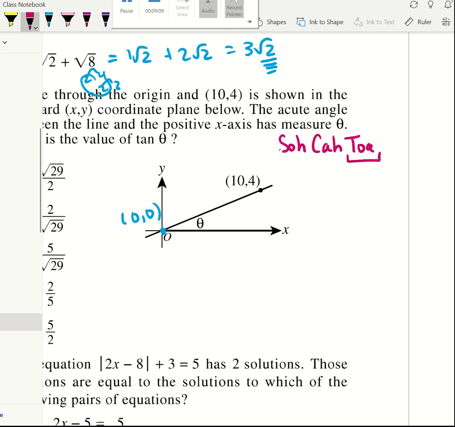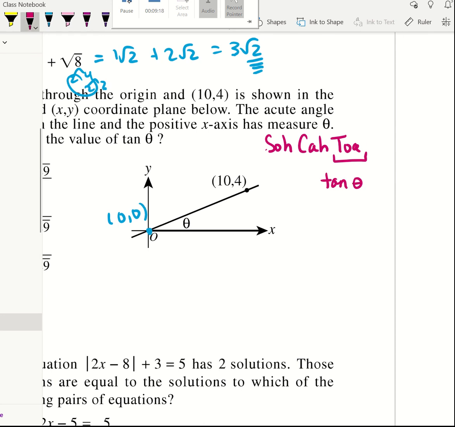If we look at the TOA portion, which starts with T for tangent, this helps us remember that if we're trying to find the tangent of some angle, whatever angle that might be, we could call that angle theta. We could find that tangent by using the opposite side length over the adjacent side length if we're looking at a right triangle, which might be confusing when you look at this picture because you may not see a triangle. However, we could drop a perpendicular segment and create a triangle.